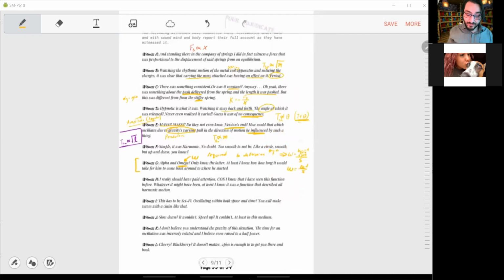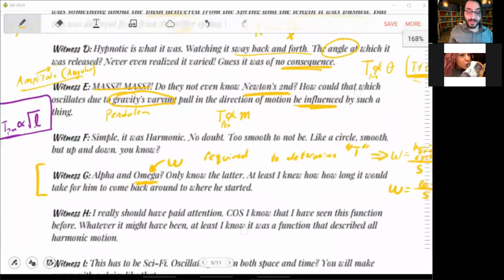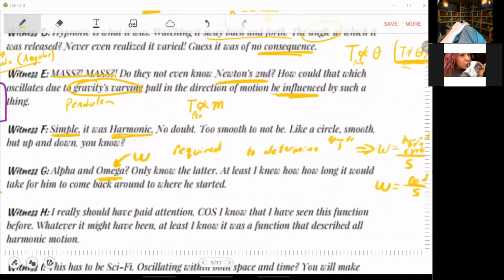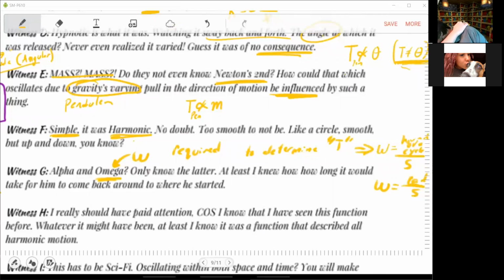Who knows? F. Simple. It was harmonic. Simple harmonic motion. No doubt. Too smooth not to be. Like a smirkle. Smirkle. Why did that get me so? Like a circle. Smooth, but up and down. Why is Smirkle so funny? That really, really got me. Yes, a perfect Smirkle.